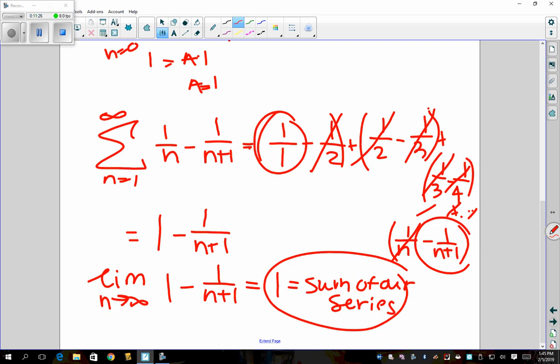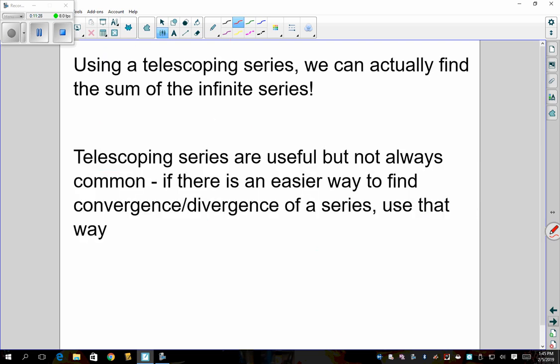With telescoping series, they're useful because we can find the sum, but if there is an easier way to find the convergence or divergence, we want to use that instead. The only real reason that we need to use telescoping series is if we're asked to find the sum, but if it just asks you to determine if it converges or diverges, a different series test would be useful.